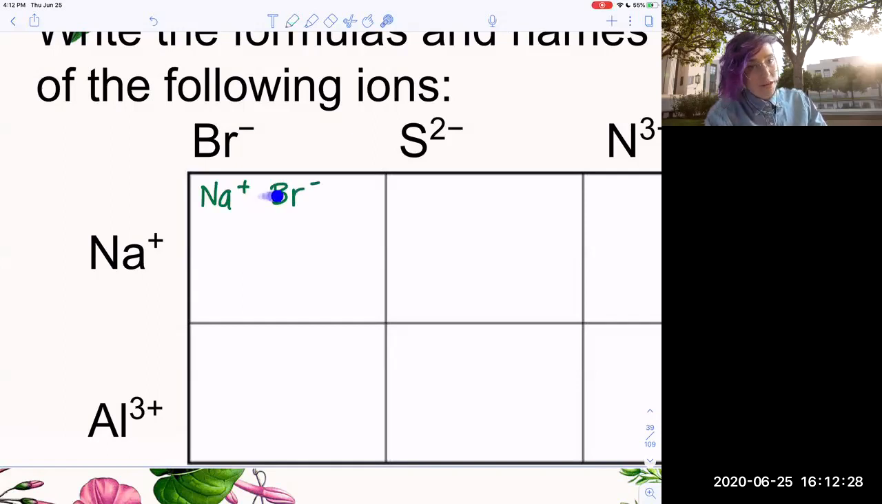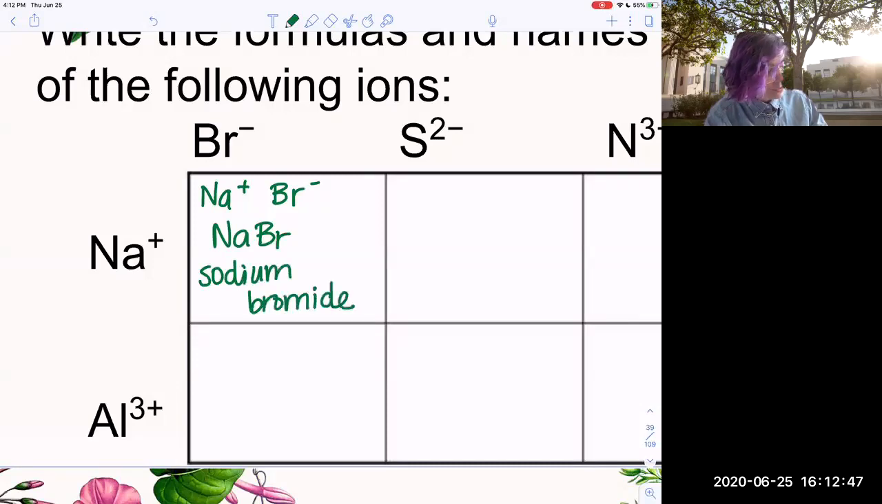This is a 1 and this is a 1. And so it's super easy to write them if they have the same charge. If they've got the same charge, you just need 1 of each, 1 positive and 1 negative. That's going to give you your formula. So I need 1 sodium and 1 bromide, and I'm going to call it sodium bromide. Because sodium is a type 1 metal, it doesn't need Roman numerals or anything.